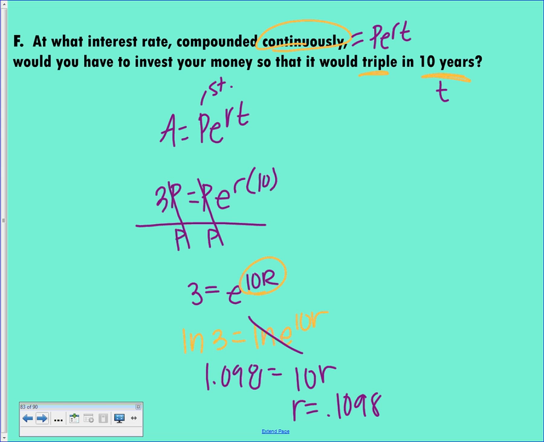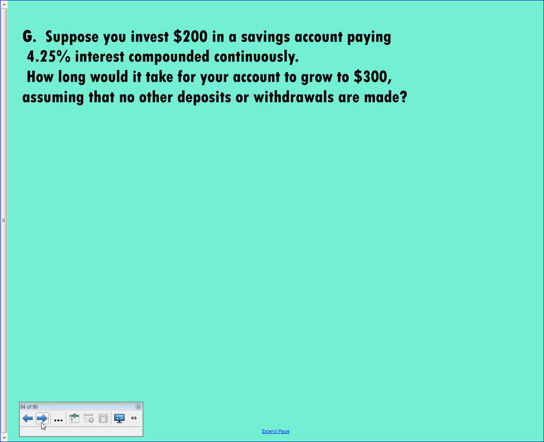0.1098. Okay, now I'm not sure if I answered the question. The question says, at what interest rate? Oh, so r equals 0.1098, which means my interest rate is 10.98%. So make sure you just do that last step and turn it into a percent. All right, that was confusing.